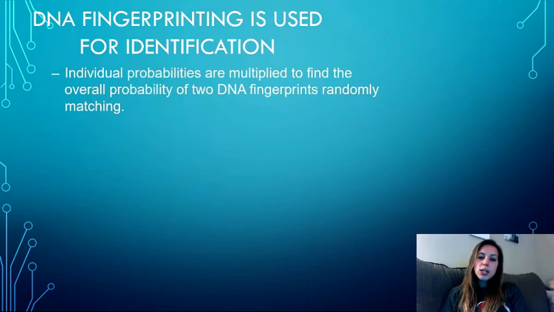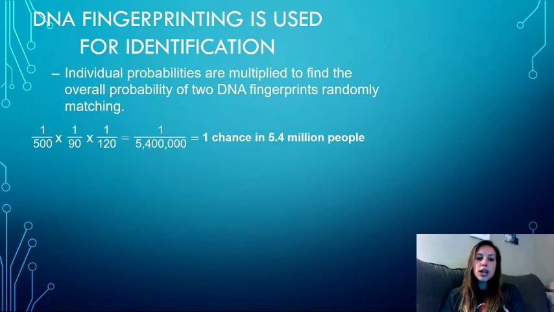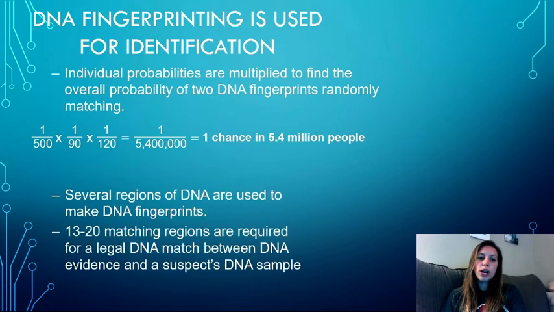So individual probabilities are multiplied to find the overall probability of 2 DNA fingerprints randomly matching. So if we looked at one location and there's a 1 in 500 chance that that matches another person, and then another location it's a 1 in 90, and another location it's a 1 in 120. So when we multiply all those together, there's a 1 in 5.4 million chance that those 2 people are randomly the same in all of those locations.